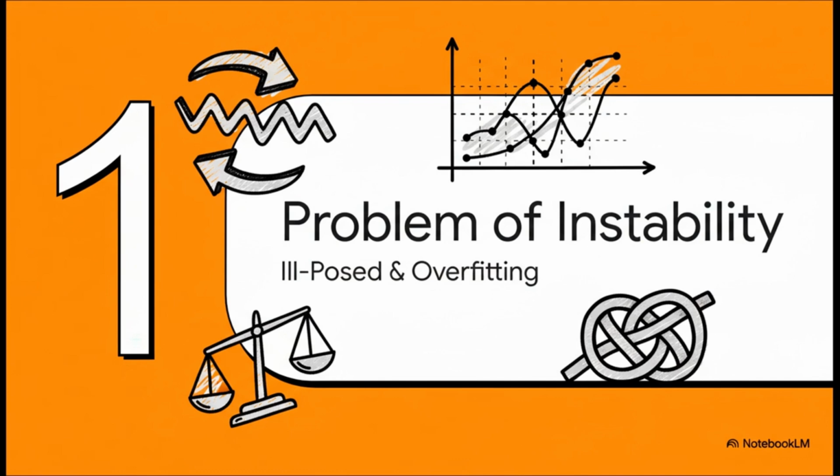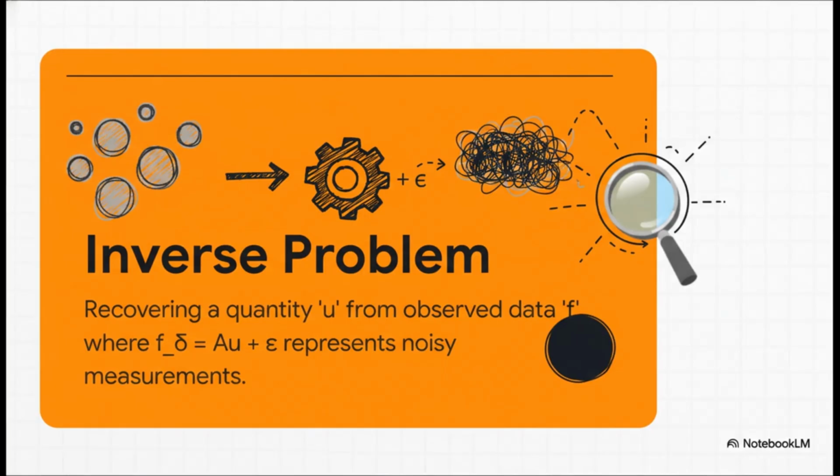Well, it all comes down to two sides of the same coin. On one hand, you've got this mathematical idea of ill-posed problems, and on the other, its statistical twin, which you've probably heard of, overfitting. You know, at its core, a lot of what we do in machine learning is what's called an inverse problem. Think about it. We have some data that we've observed. Let's call it F with a little delta to show it's noisy. And our whole goal is to figure out the original clean signal, U, that produced it. The big problem, of course, is that the data we actually have is contaminated with noise, that little epsilon.